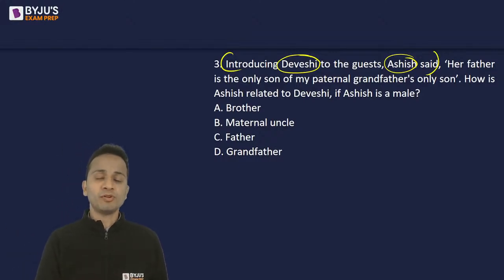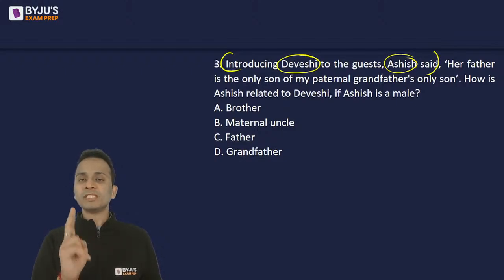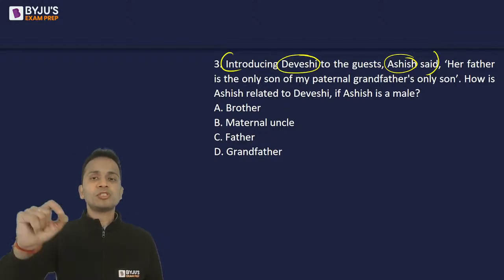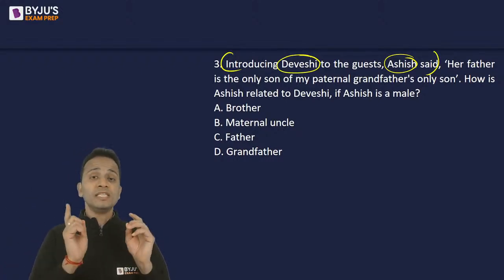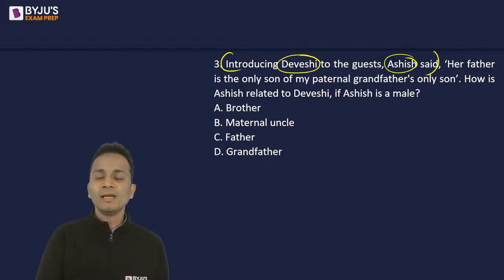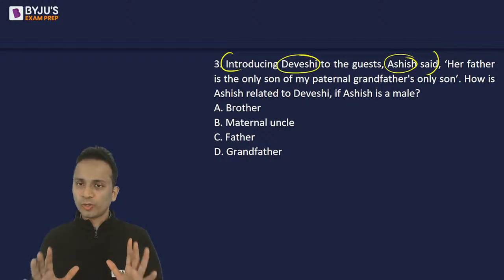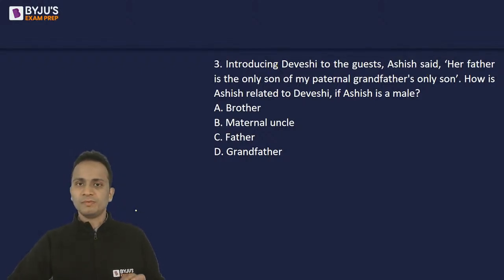and Ashish is the name of a boy, so Ashish has to be a male. This is one of the biggest mistakes that people will do. Do not associate the name of a person with the gender of that person, never in such questions. Devashi can be a male, Ashish can be a female in such questions. So do not assume the genders of these people, right?